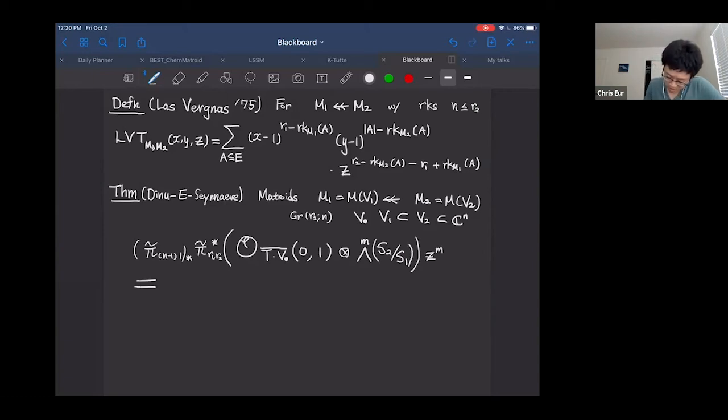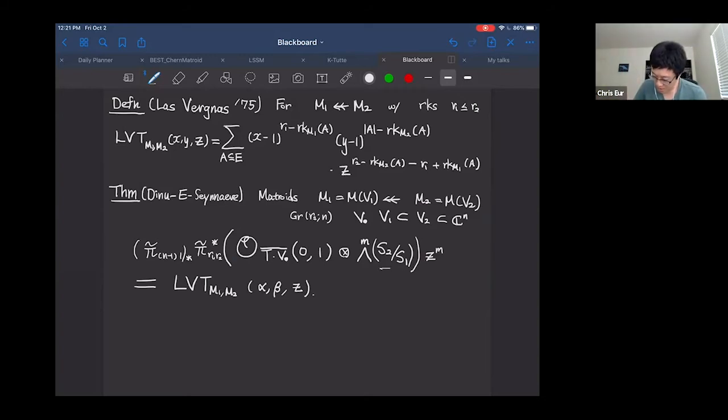And the theorem is that this equals the Las Vergnas polynomial of M1, M2, where you plug in alpha, beta, and z. So almost exactly the same thing as Tutte and Speyer, but for the Las Vergnas Tutte polynomial. And it was kind of funny that we had to look at this funky looking variety, not really a flag variety, at the top. But it seems like that's just how nature handed things to us.